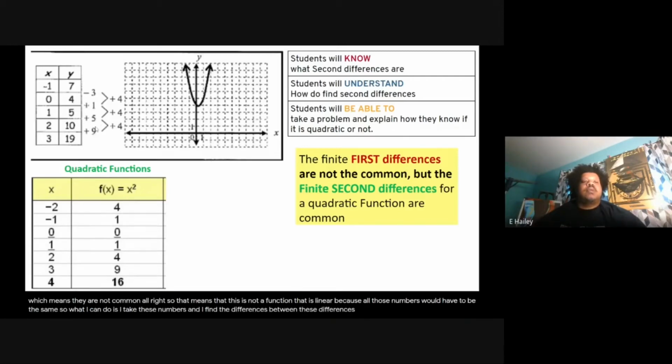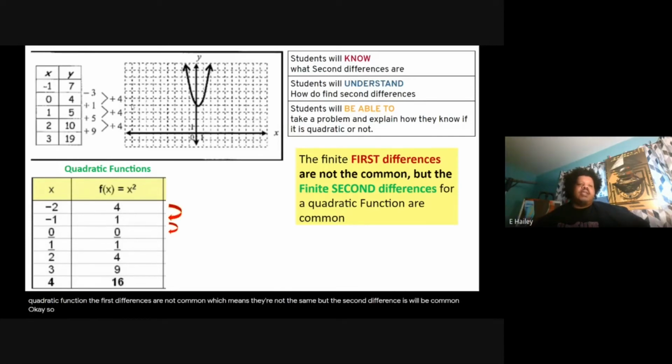So what I can do is take these numbers and find the differences between these differences. If I do that, that's 1 minus -3, which is +4, 5 minus 1, which is +4, 9 minus 5, which is +4. So I take the number I'm looking at, I subtract the number above it. And that lets me know that I have a common difference on the second set. So this is called the finite second differences. Okay, so with a quadratic function, the first differences are not common, which means they're not the same, but the second differences will be common.